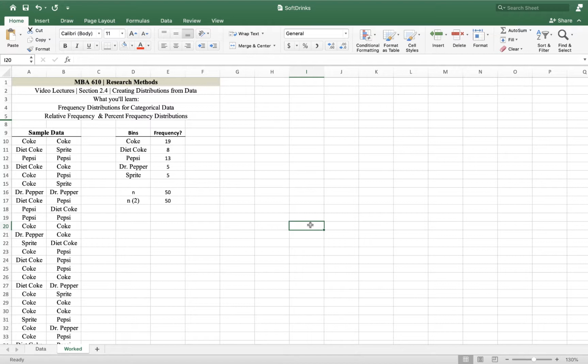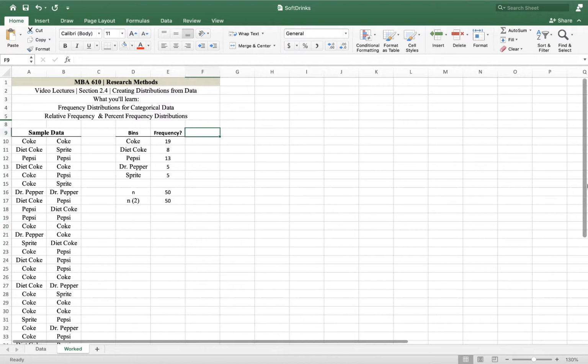But sometimes something that's a little bit more useful than just a frequency is to know what the percent frequency is. Well, what percent of people bought Coke? What percent of people bought Dr. Pepper? Because then if we're stocking vending machines, we can say, all right, we're going to order 800 cans of soda. What percent should be from each of these different makes of soda?